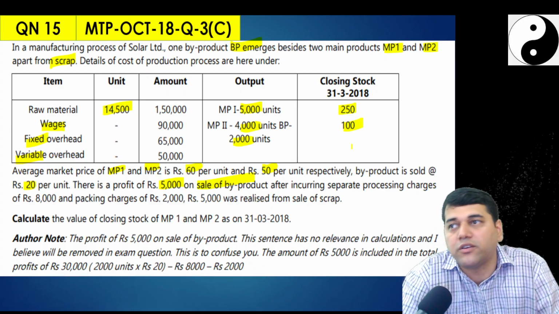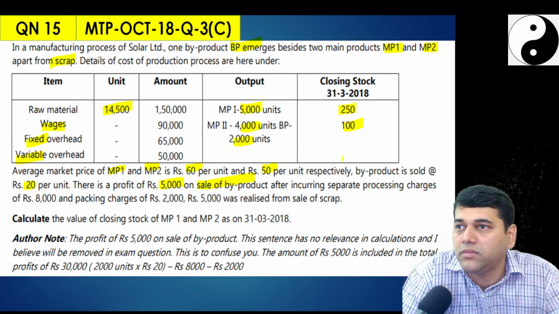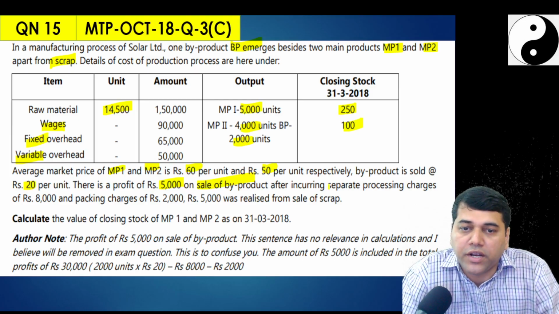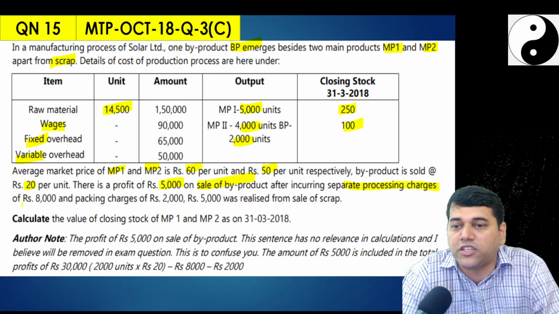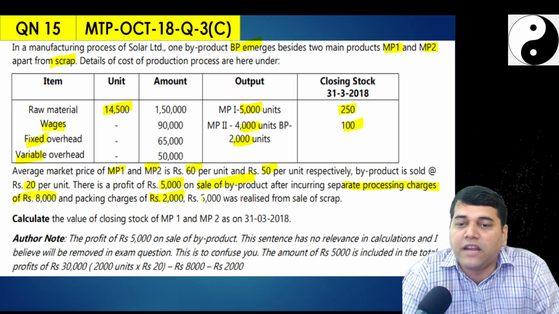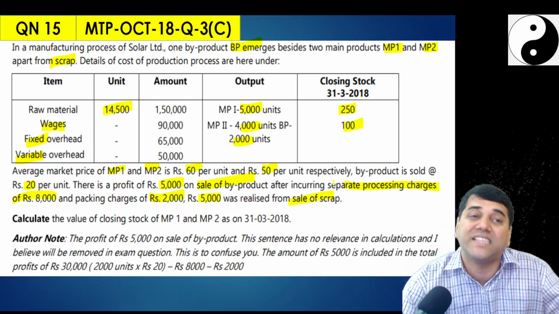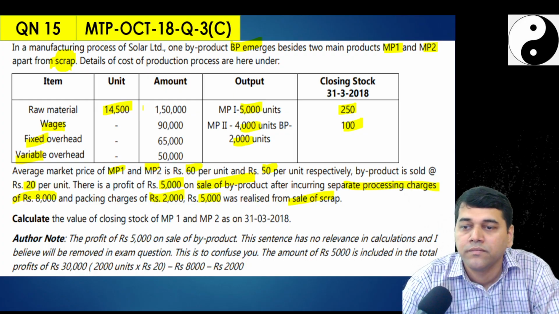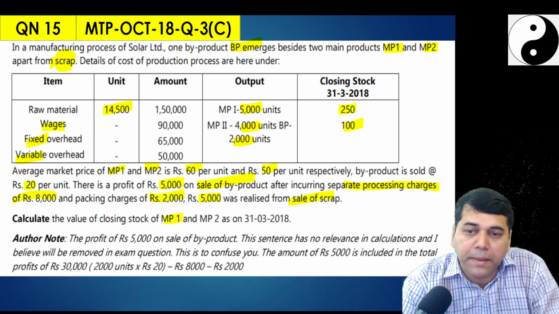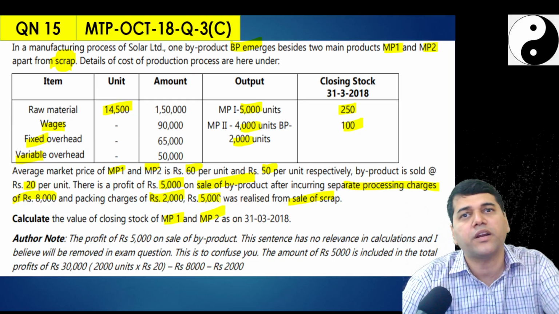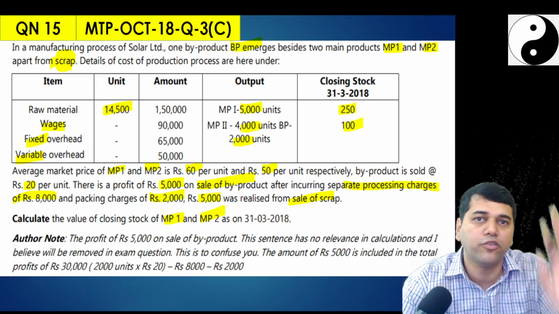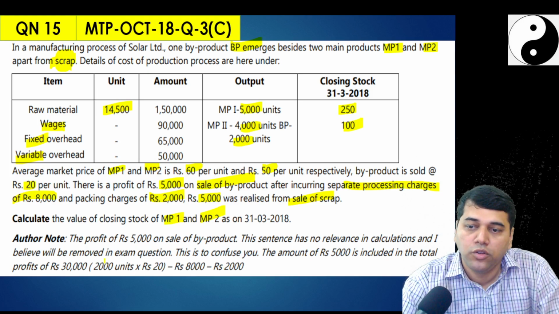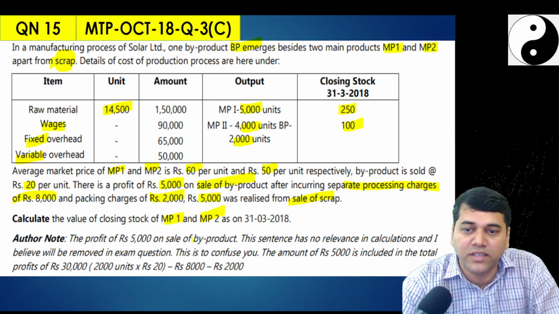So they have sold it actually. Whatever they produced, since the closing stock is not available, what will we assume? They must have sold it. And they have sold the byproduct after incurring separate processing charges of 8,000 and packing of 12, and 5,000 was realized from the sale of scrap. Some scrap also they generate, no? Now what is the value of the closing stock of MP1 and MP2? Perfect. Why? Byproduct I have sold. Scrap also sold. So what is the value? Note the profit of rupees 5,000 on the sale of byproduct.